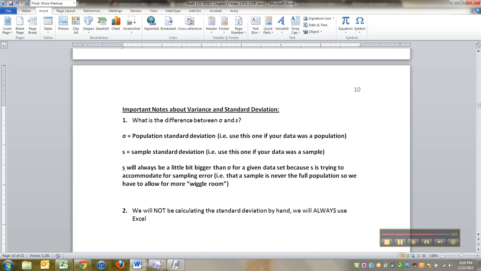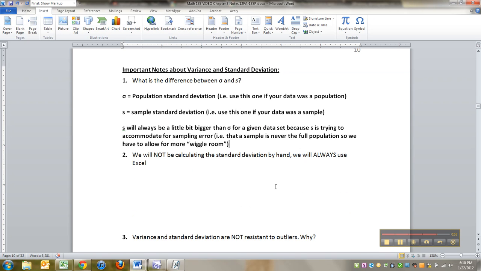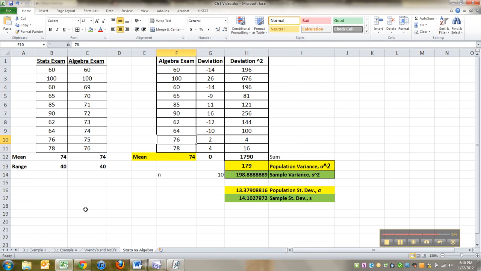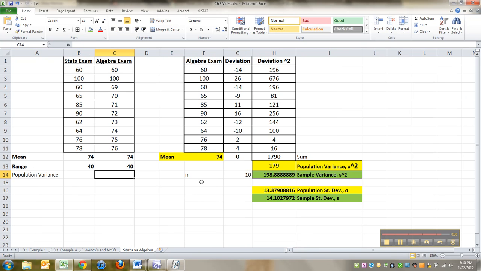All right. Next, we will not be calculating this by hand ever again. You're never going to have to do this. Let me show you how to do this. This is so simple. You're gonna kick yourself. All right. So population variance. Let me just do it right here. Okay. Population variance. Watch it.